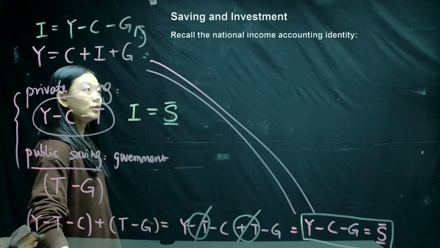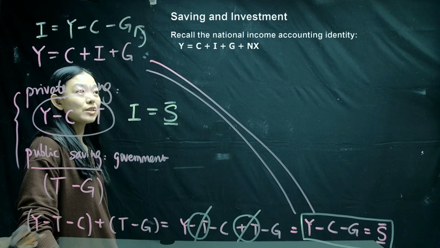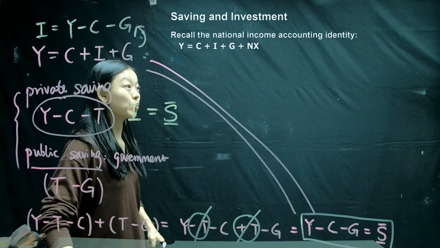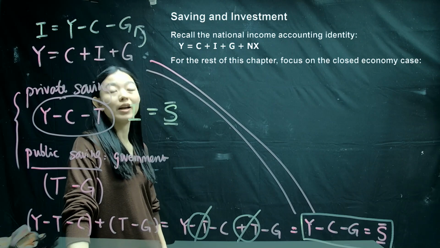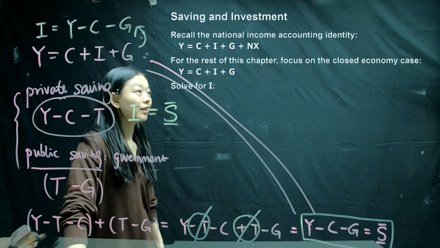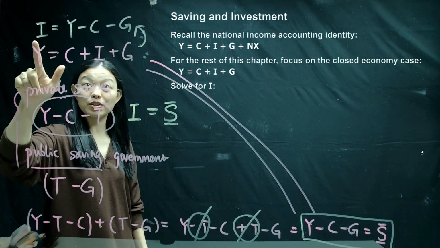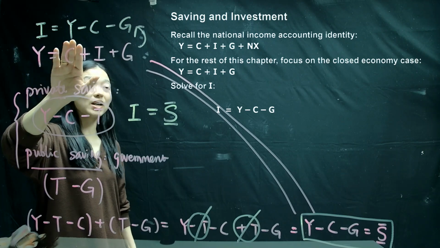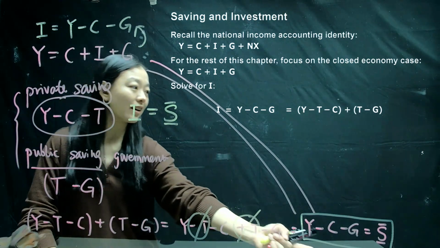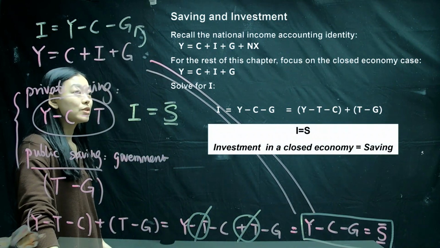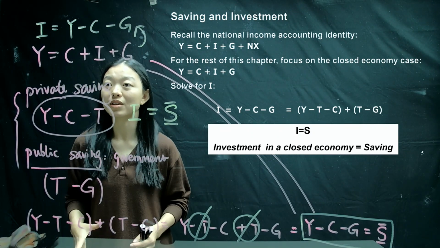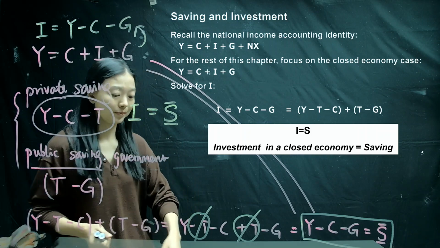So here, if we consider the open economy, we have four components, right? Consumption, investment, government spending, and net exports. However, in a closed economy, we only consider three components: consumption, investment, and government spending. Then we can solve for investment, right? As I just solved here, investment equals Y subtract consumption subtract government spending. And that's exactly equal to what we have here for national saving. So we will have national saving equal investment in a closed economy. Understand?